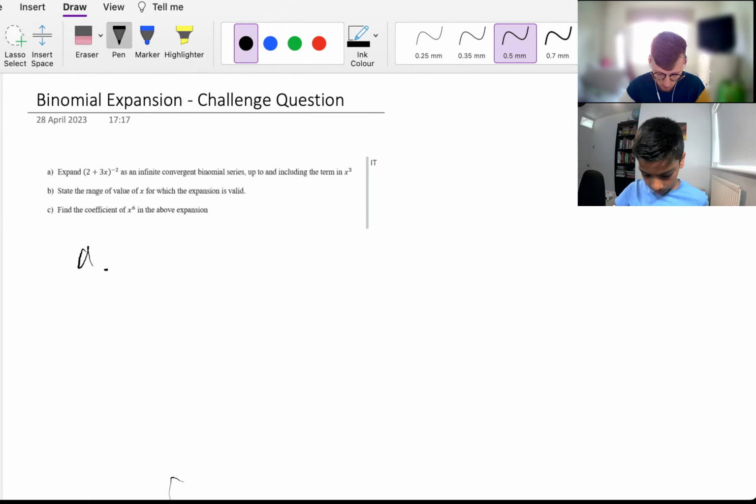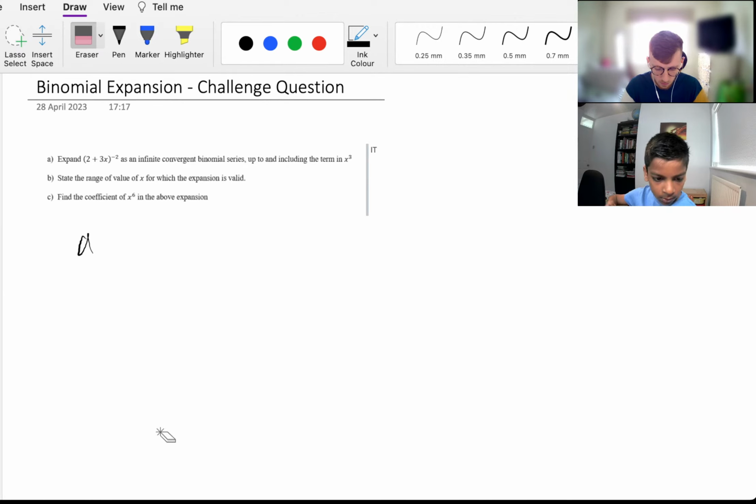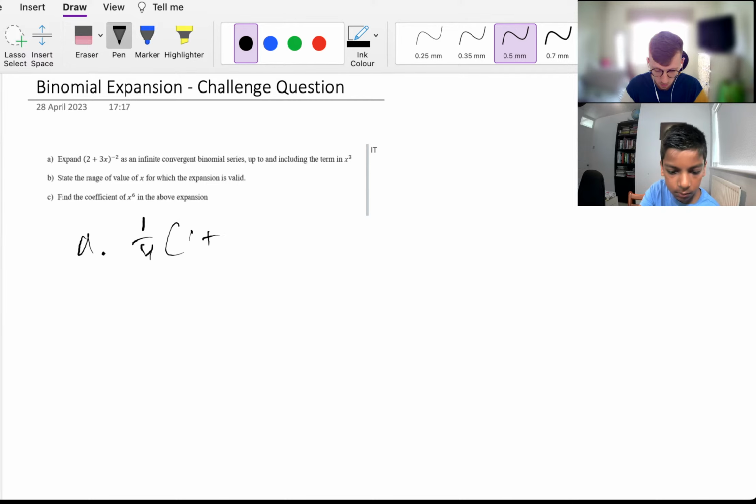Right, so for part A, we have to just expand that. 2 to the power of minus 2 is a quarter. It's 1 plus 3x into 2 to the power of minus 2.